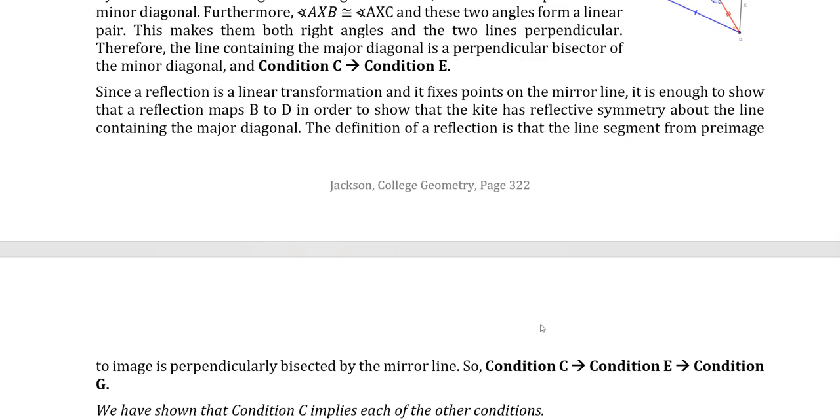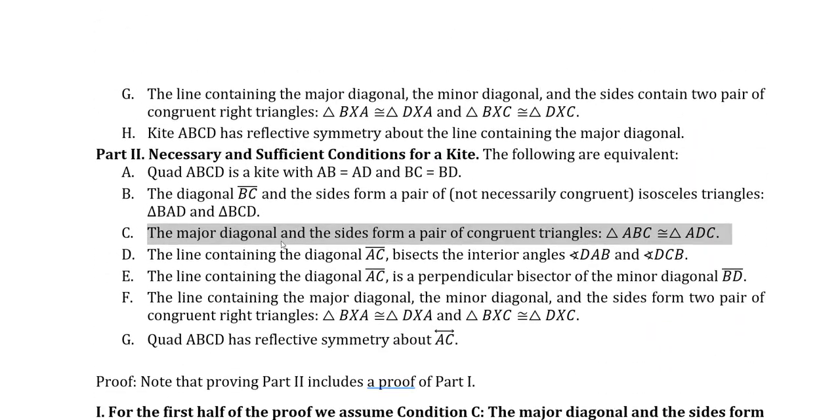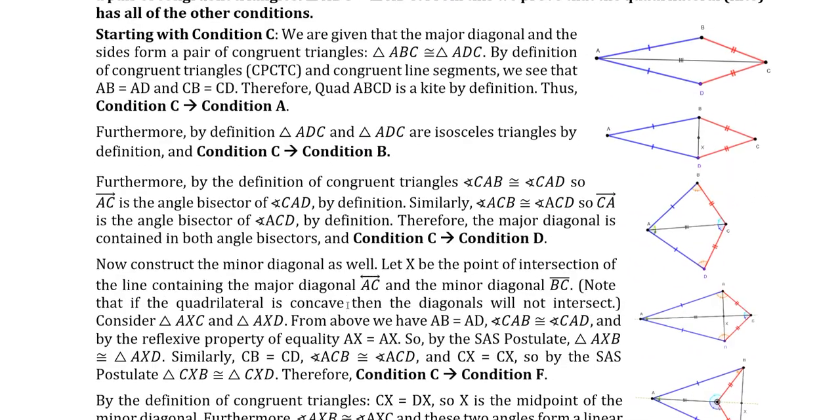So we've shown that in each case, condition C implies each of the other conditions. So if you start with this one, you get all these others. Now we reverse it and show that if we take any one of these others, we prove this one. Those are the converses of what we just did.